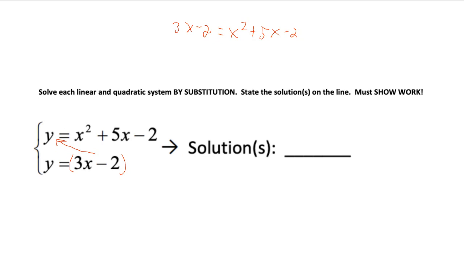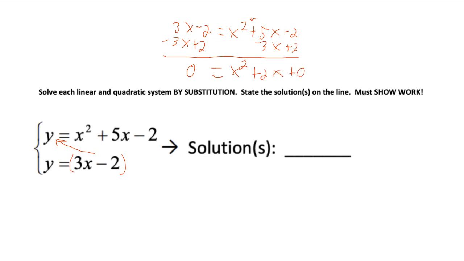But now this is a quadratic. How do I know it's a quadratic? You've got an x to the second power. How do we solve a quadratic? We set it equal to 0. So I'm going to subtract 3x from both sides. I'm going to add 2 to both sides because that'll leave me with 0 on this side. So I'm left with x squared plus 2x plus 0.